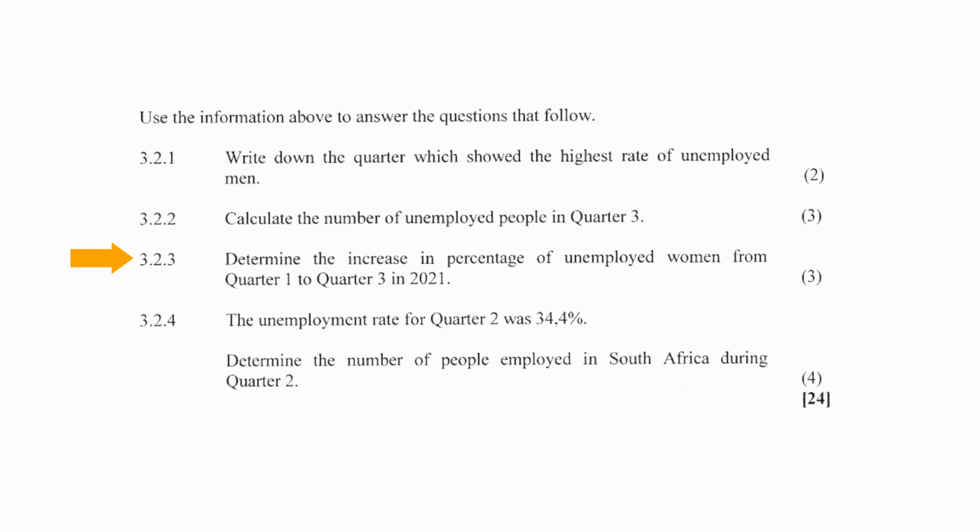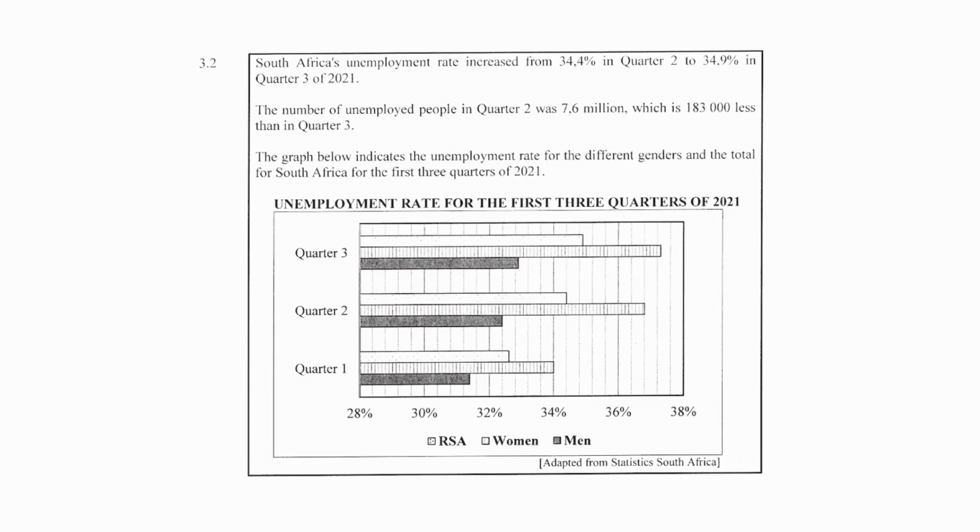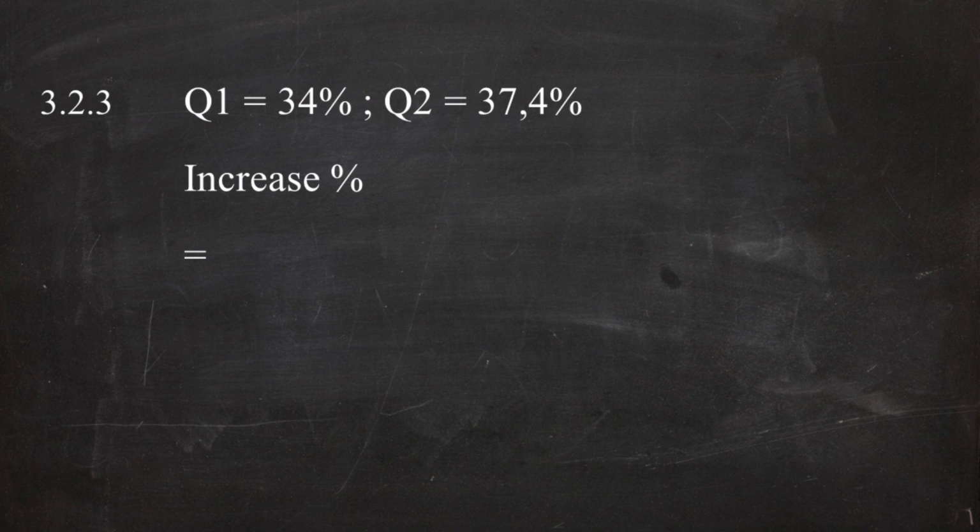In question 3.2.3, you have to determine the increase in percentage of unemployed women from quarter 1 to quarter 3 in 2021. From the graph, we see that the unemployment rate of women in quarter 1 can be read off the graph as 34%, while the unemployment rate of women in quarter 3 can be read off the graph as 37.4%. So the increase in the percentage of the unemployment rate of women from quarter 1 to quarter 3 in 2021 is given as the difference between quarter 3 of 37.4% and quarter 1 of 34%, and this equals an increase of 3.4%.